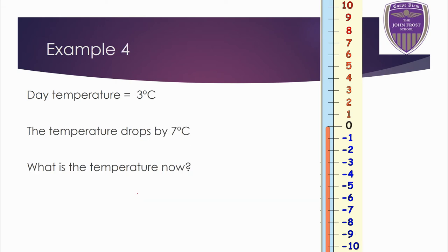So it says here the day temperature is 3 degrees Celsius and the temperature drops by 7 degrees Celsius. What is the temperature now? So we start at 3 degrees Celsius, so positive 3, and the temperature drops 7 degrees. So we need to count down 7. 1, 2, 3, 4, 5, 6, 7. So 7 down from 3 is minus 4 degrees Celsius.